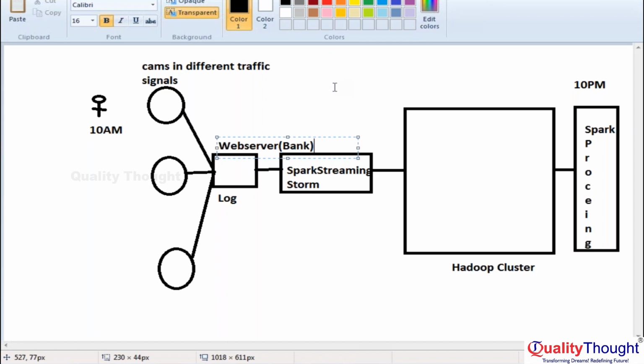Once huge volumes of data are present, we apply batch analytics. On small data, if you want to apply live analytics, we go for these kinds of technologies. Flume is for a different purpose and Spark streaming is for a different purpose.